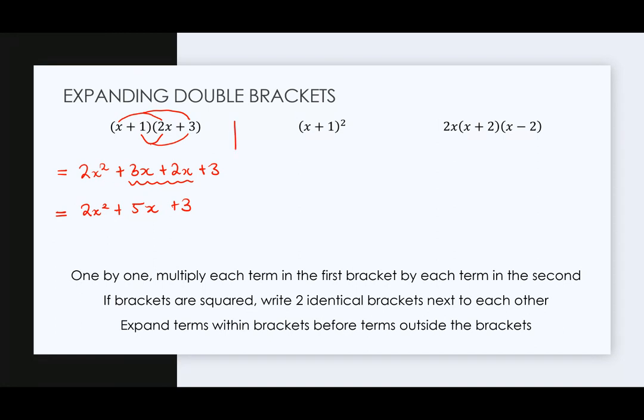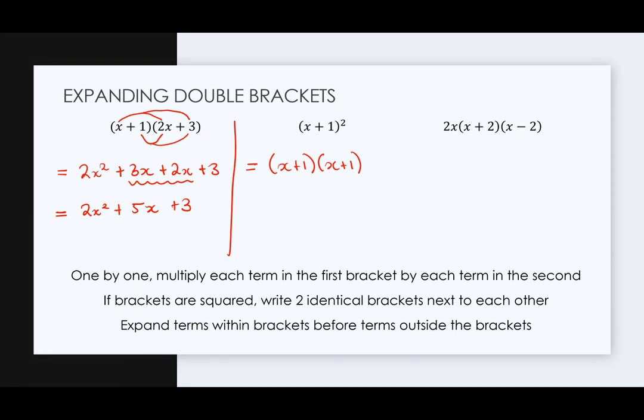Let's look at the next problem. It looks like there's actually only one set of brackets here, but really there are two. Because we have that squared there, and a squared means we multiply that thing by itself, this is actually the same as the bracket written twice, which we can expand and simplify in the same way as the previous problem.